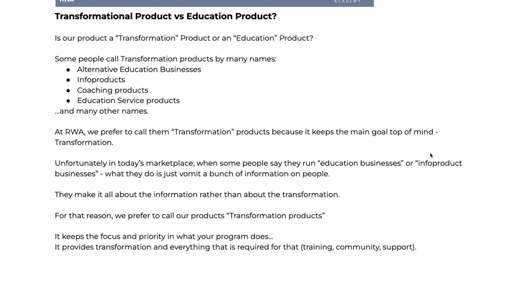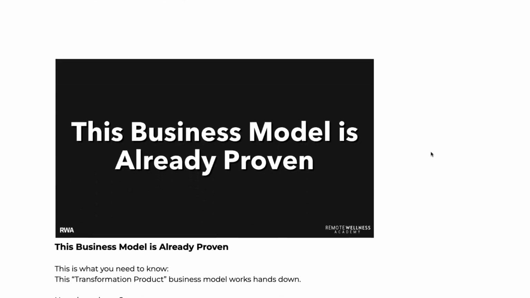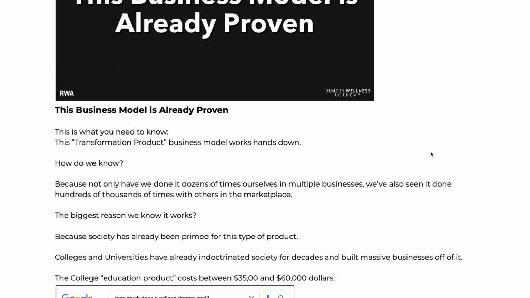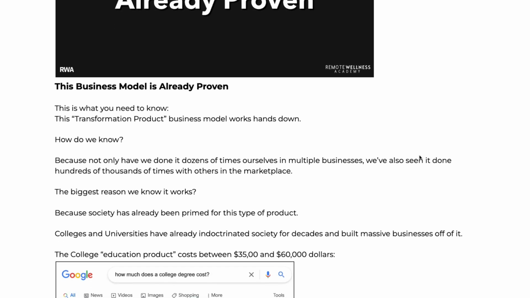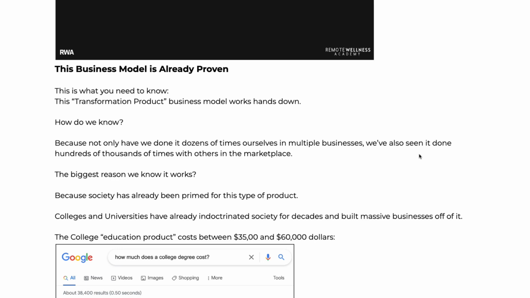Beautiful. That is quick mention number 2. Quick mention number 3 here real quick. This business model is already proven. Let's go ahead and talk about that. This is what you need to know. This transformation product business model already works hands down.